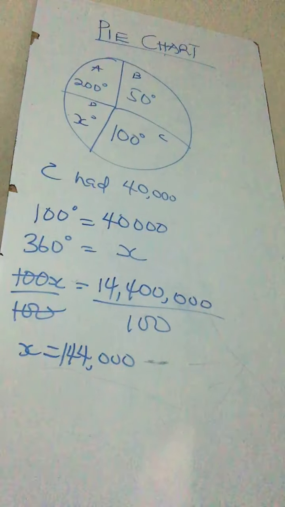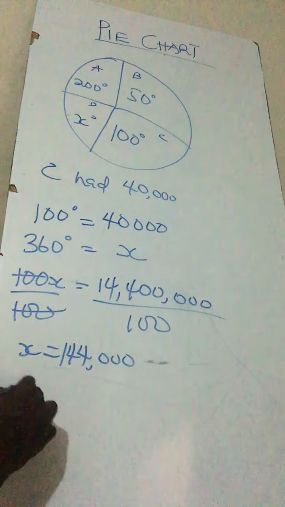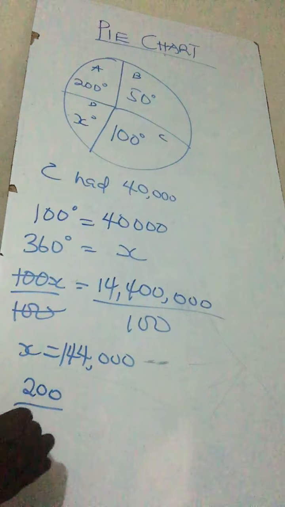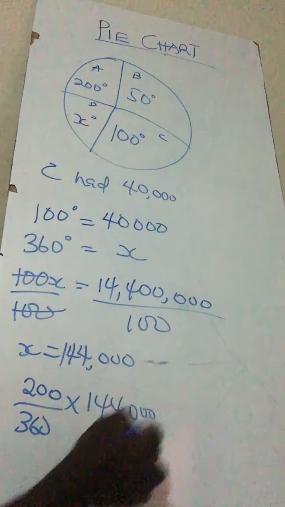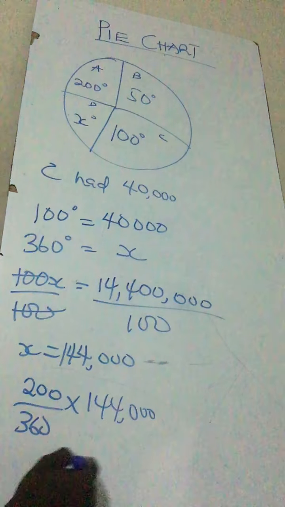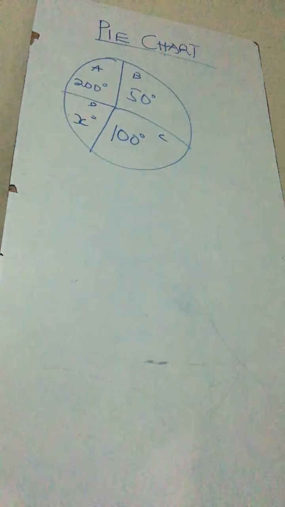And so from this you can find all the angles. If they ask you to find A, A's angle is 200, so 200 over 360 times 144,000. You just do simple calculation, it's as simple as that. I want you to know that the pie chart is very simple, and I believe you'll be able to solve any question that comes under it.